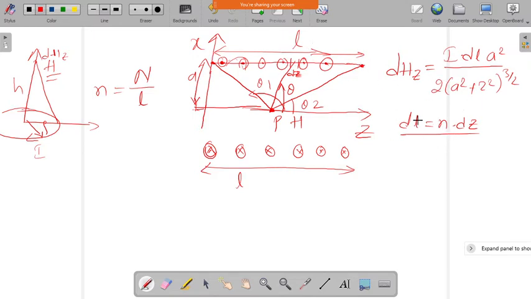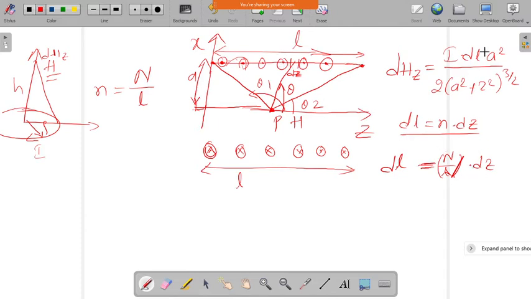If I replace that dl here, since the current is flowing in the circular path and it is placed along the z axis, we can take it as n into dz. So this can be written as N by l into dz. So this is dl, not dz, not dHz. This is dl, the differential length in terms of the z axis.